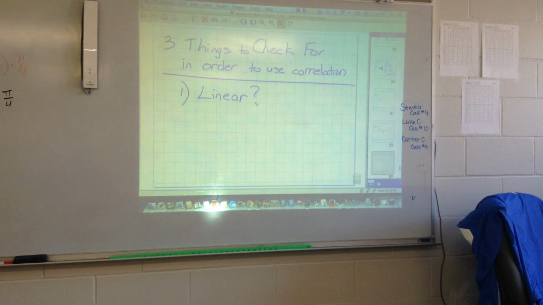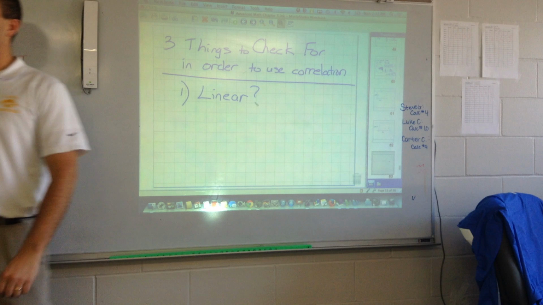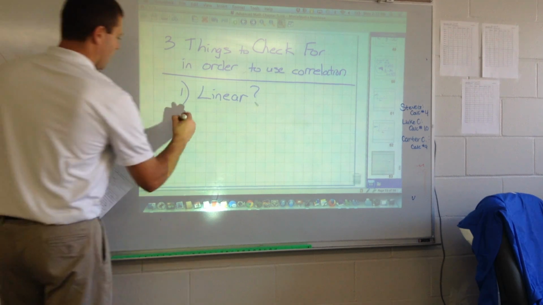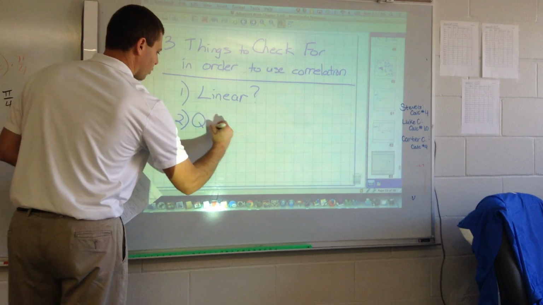The first thing to check to see whether or not it's worth getting an R value is to check if it's linear or not. If it's not linear, don't even bother getting an R value. Like the first one today, it was scattered all over the place, not even worth looking at its correlation. Second one, make sure it's quantitative.